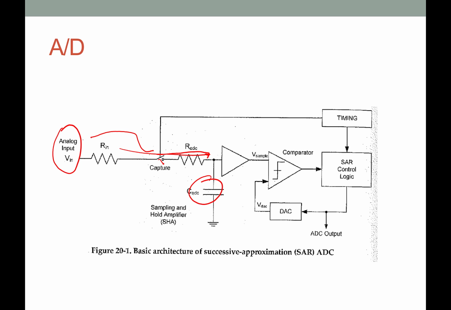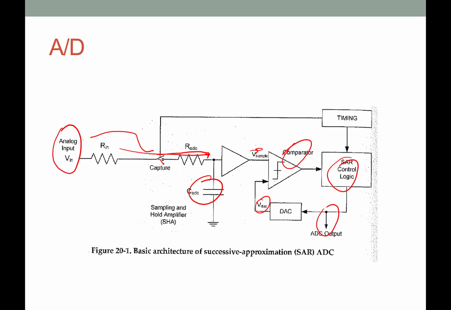Then this sample gets compared to a value on the DAC. It basically gets successively approximated in this comparator, and this control logic is how we get the actual value for our output. I'll go through an example on the next slide that talks about this.